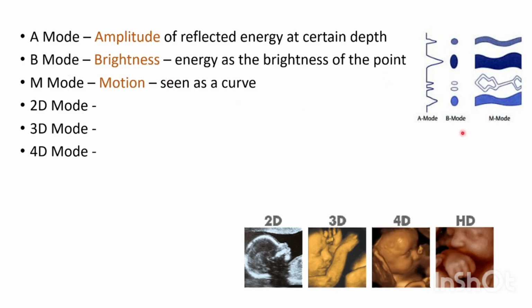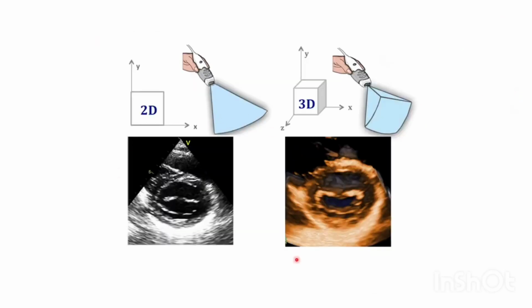And the B mode is the brightness mode, which is the normal 2D mode actually. M mode is the high resolution mode, which we will come to later. High resolution, see the values, etc. So this is how the M mode looks. And now the difference between the 2D image and the 3D image.